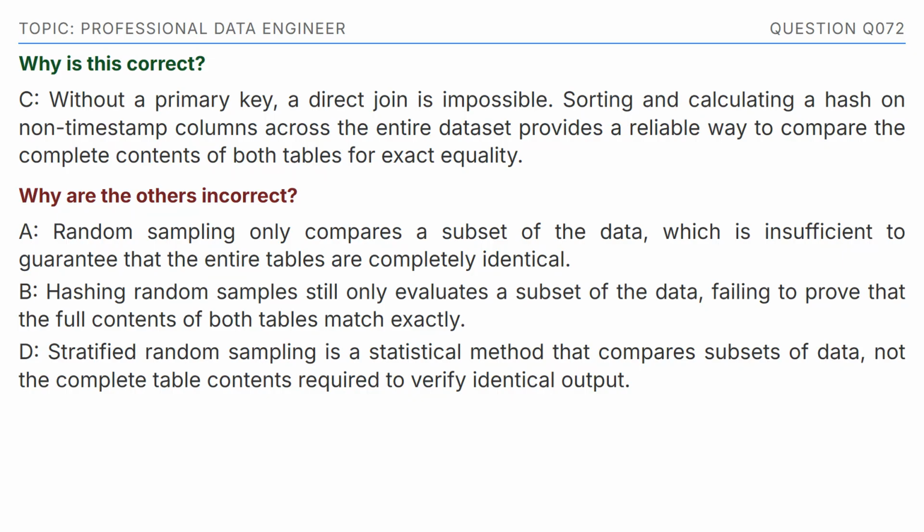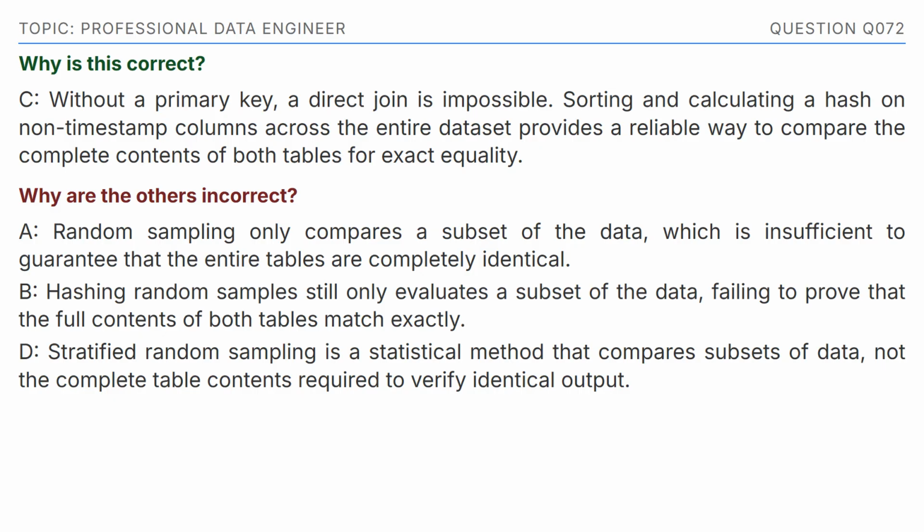Without a primary key, a direct join is impossible. Sorting and calculating a hash on non-timestamp columns across the entire dataset provides a reliable way to compare the complete contents of both tables for exact equality. Why are the others incorrect?